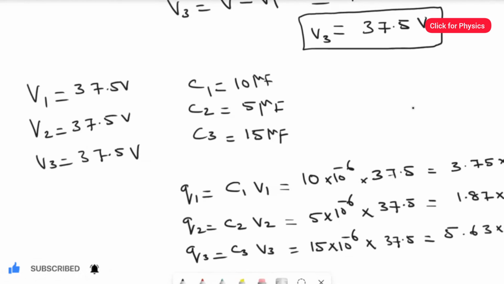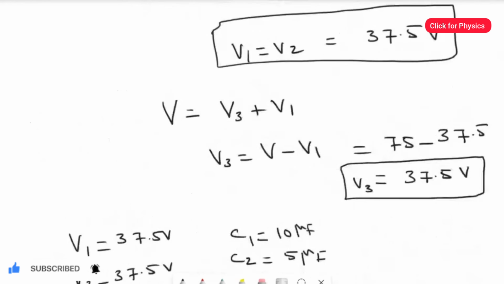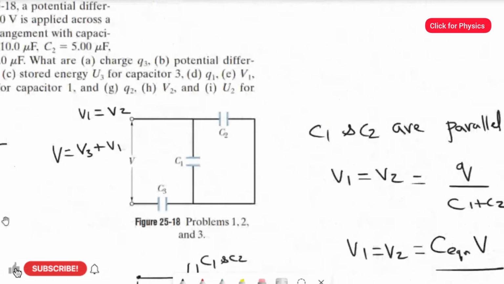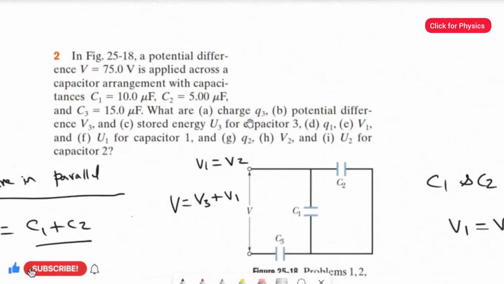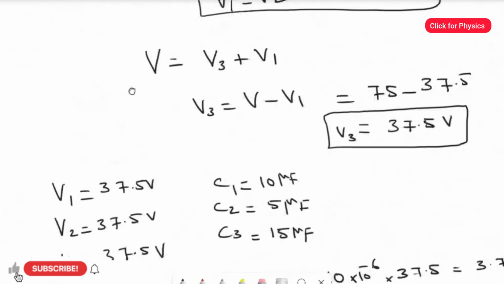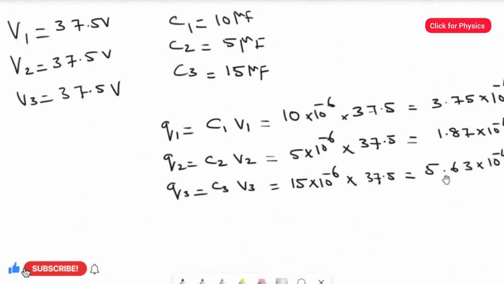Clear? So now we can go back to the question, because now the remaining problems will be very easy for us. For the first question, we have to find the answer for Q3. Q3 just before we found as 5.63. So the answer we already got. The value for Q3 here is this answer. That is our first question.